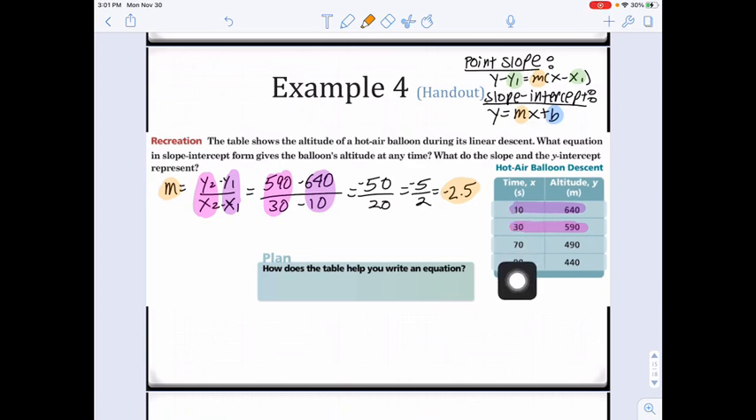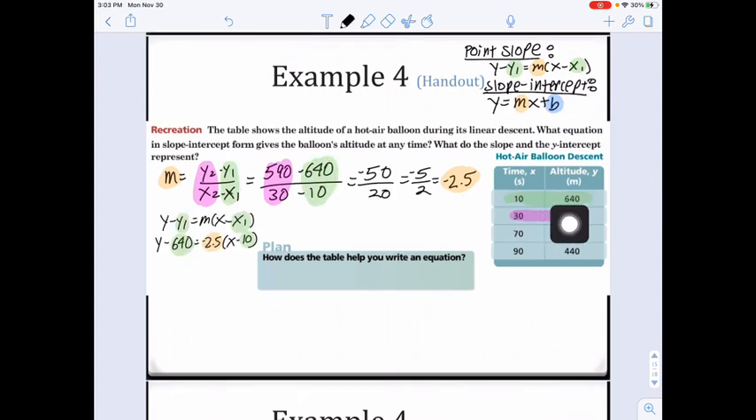Now we can use any of these points we want as our x1, y1 to plug into point slope form up here. Since we used 10 and 640 as x1, y1, I went ahead and changed the color to green so that it would match our color coding in point slope. So I'm going to plug in 640 as my y1, 10 as my x1, and negative 2.5 as my slope. Now, this gives me an equation in point slope form.